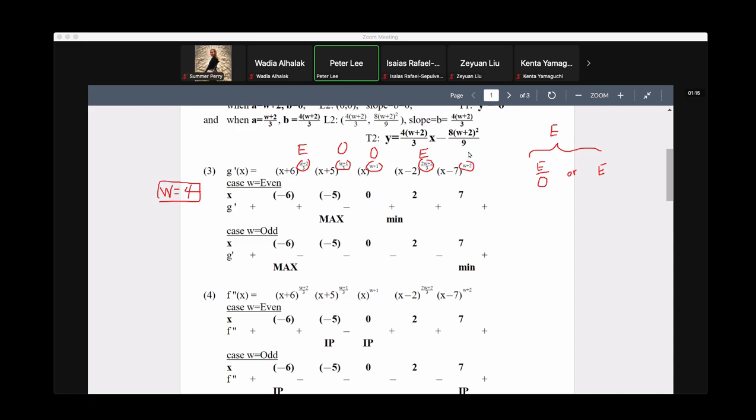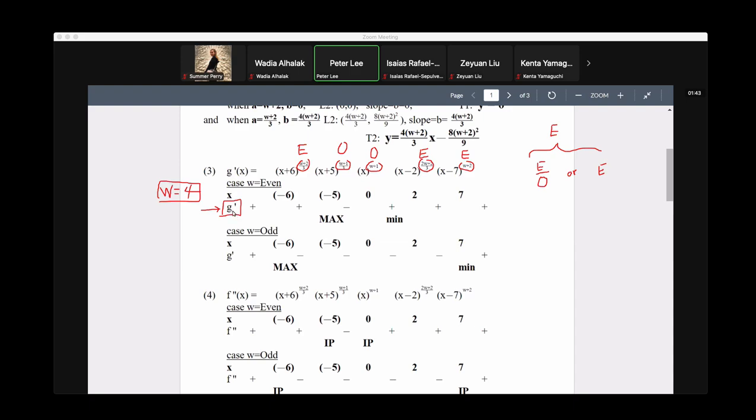That will be even as well. Okay, so that will be even as well. So this is what we have now. Now let's plug in. So this is the case now, and let's look at this x here. And now this guy is G prime, and we have these critical values here: negative 5, negative 6, negative 5, 0, 2, 7, and then there's no other coefficients here.